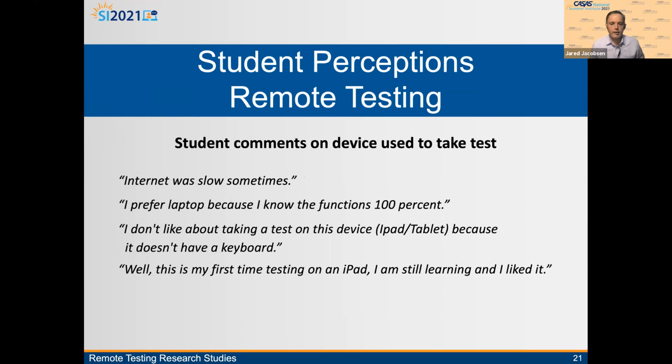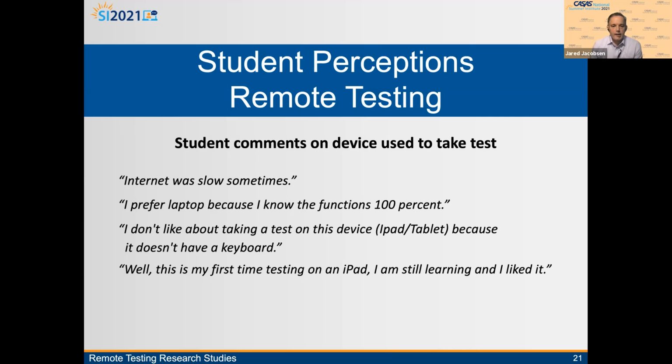So once again, students seem to, when they are on a device that they're familiar with and most comfortable with, that came up a lot. So when they're on their own laptop taking the test, that they know that laptop and they feel comfortable, or whatever that device may be.